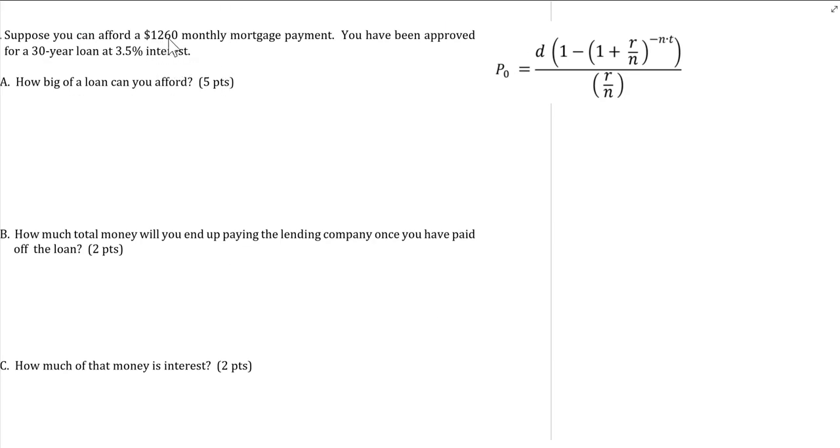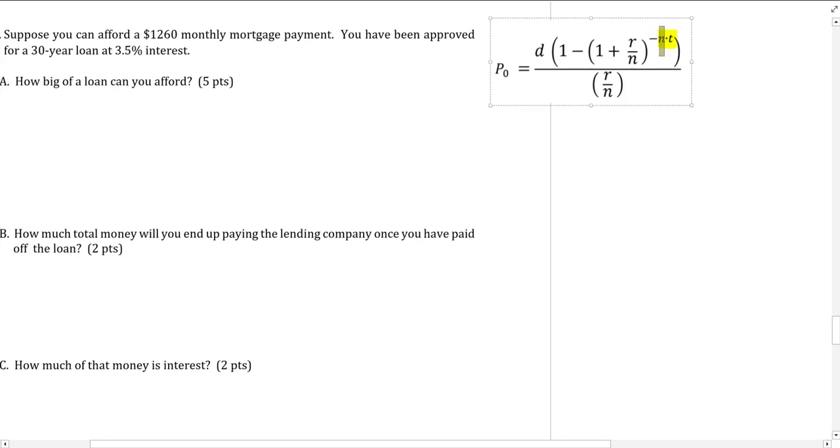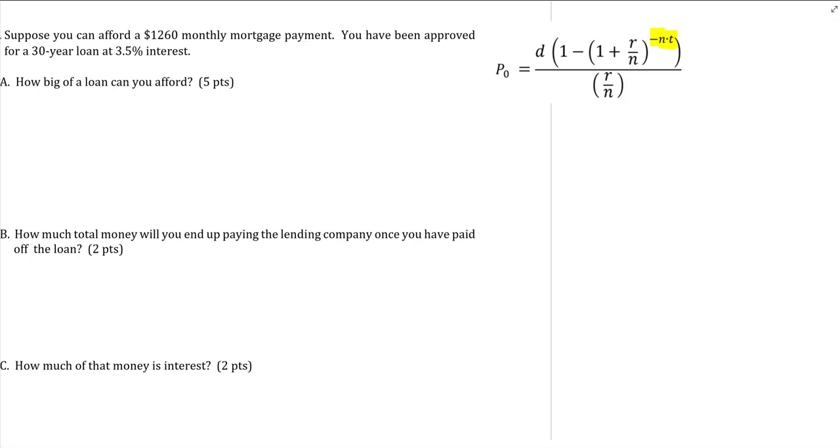Suppose you can afford a $1,260 mortgage payment and you've been approved for a 30-year loan at 3.5%, which is actually really low. And this was written during the times when we could get a lower interest rate. But let's say you could get an interest rate of 3.5% and you want to figure out how big of a loan you can afford. This is very similar to your finance project. Notice it is a loan. My principal, or the amount I owe to the bank, should go down each month. So I'm looking for the negative power.